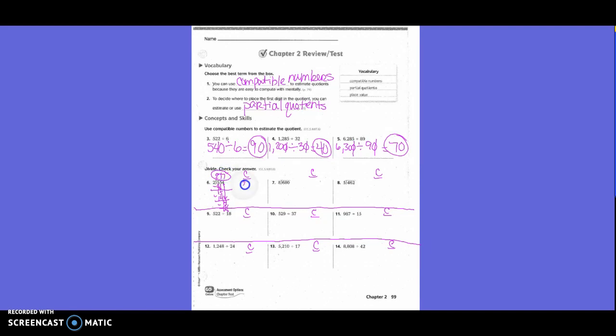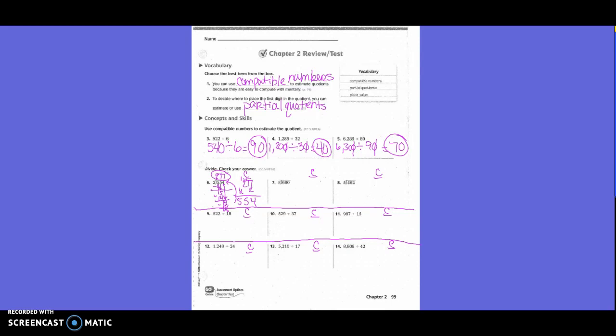Now we're going to take 277 times 2 to check. 2 times 7 is 14. So I'm going to put 4, carry the 1. 2 times 7 is 14, plus 1 is 15. Put a 5, carry the 1. 2 times 2 is 4, plus 1 is 5. So does this match that? Yep, so our answer 277 is correct.